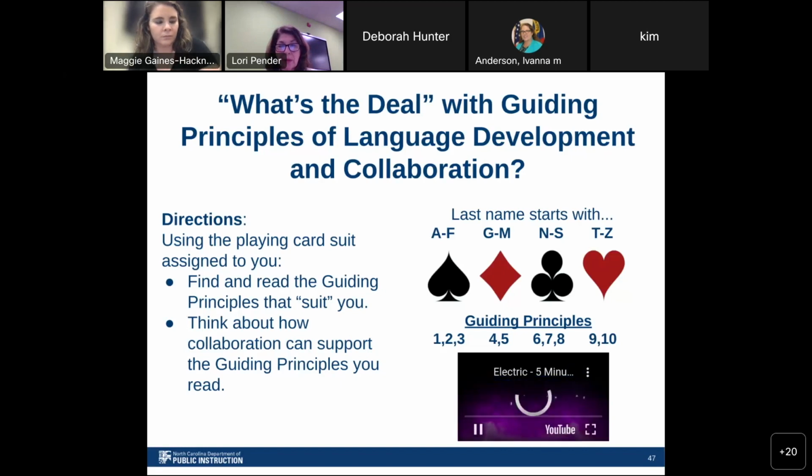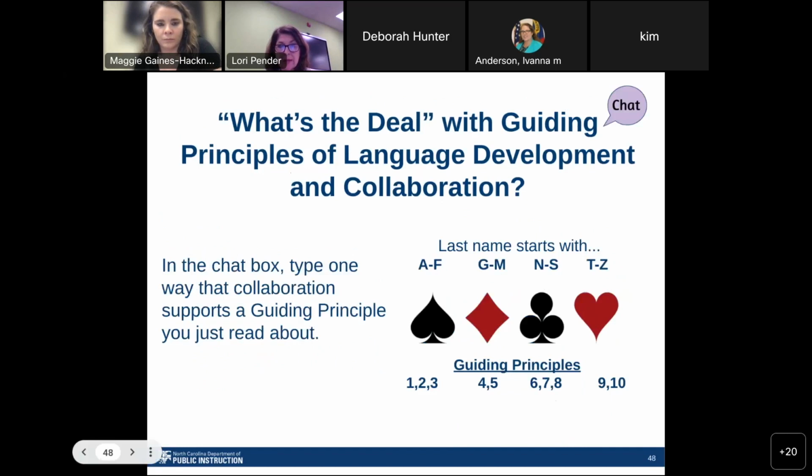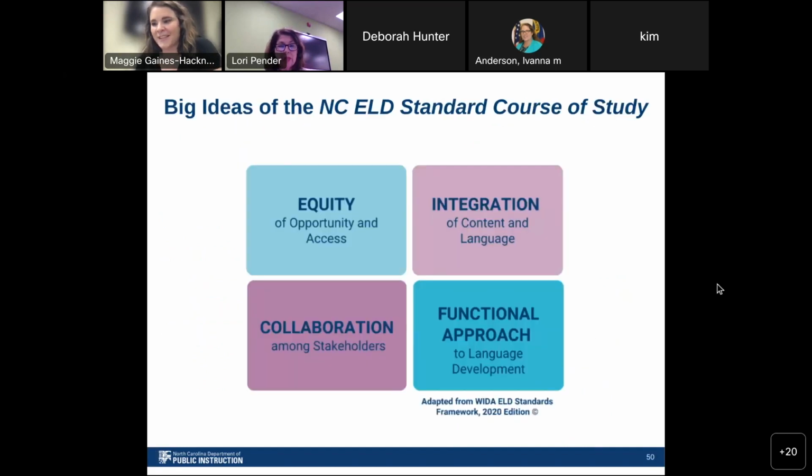All right, we're going to move ahead with our next slide, and we're going to just touch a little bit on WIDA and give you a little bit of homework before next Wednesday. First, we're going to talk about the big ideas of the North Carolina English Language Development Standard Course of Study. It is anchored by 4 of the big ideas. If you look at these, which 2 do you think relate the most closely to co-teaching? Which 2 out of these 4? So unmute or drop it in the chat.